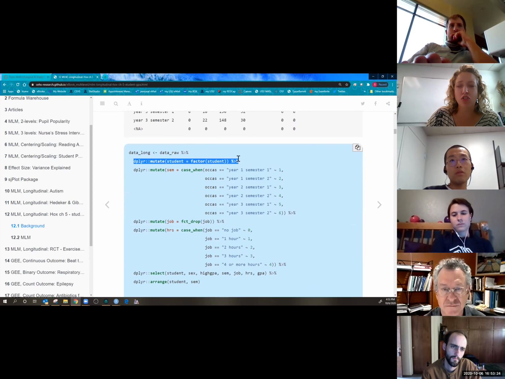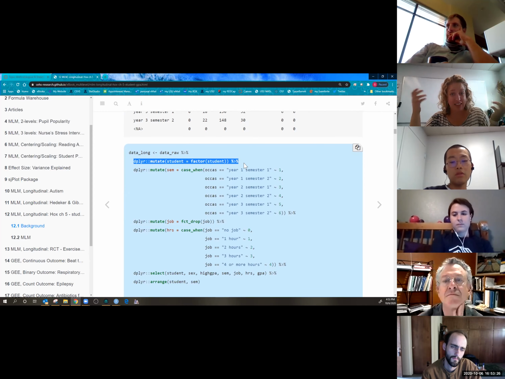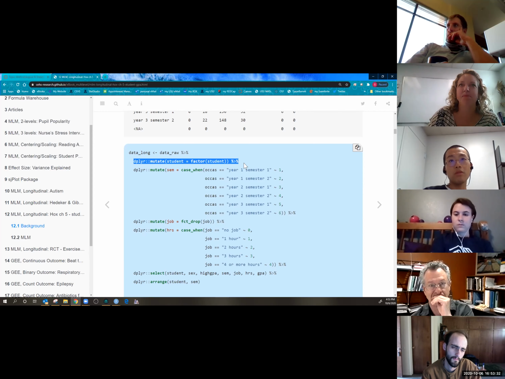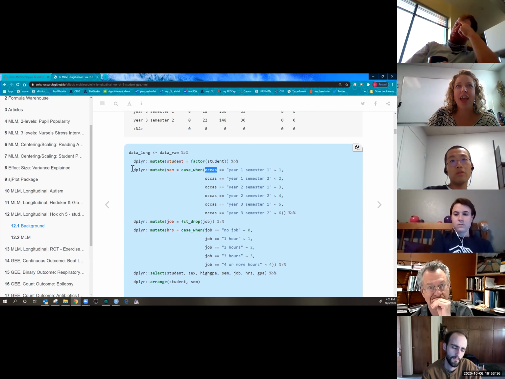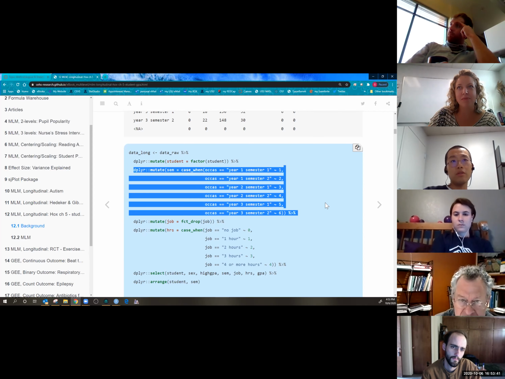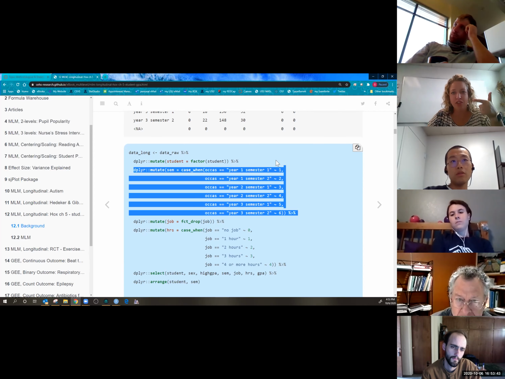I took the student variable, that's their ID. I made it a factor so it won't try to average it, because that would make no sense. And then I took the occasion variable and I mutated or changed it to create a semester variable. So the semester variable ends up going 1, 2, 3, 4, 5, 6.